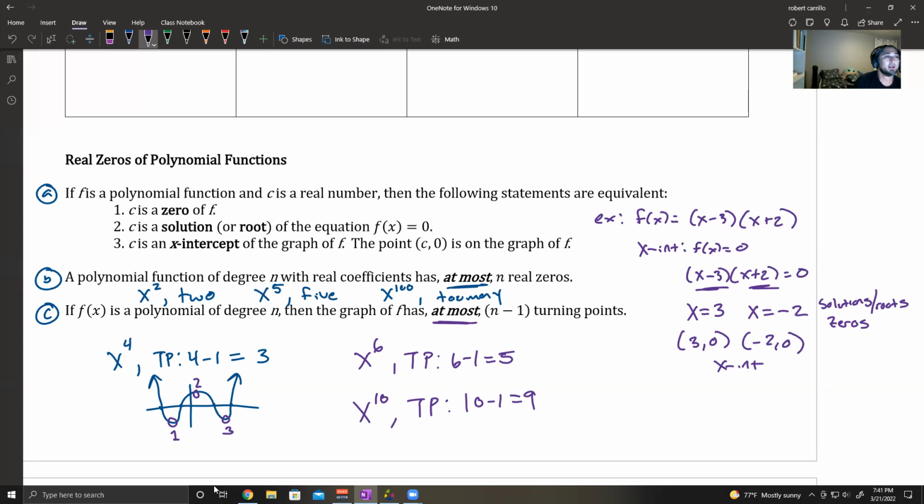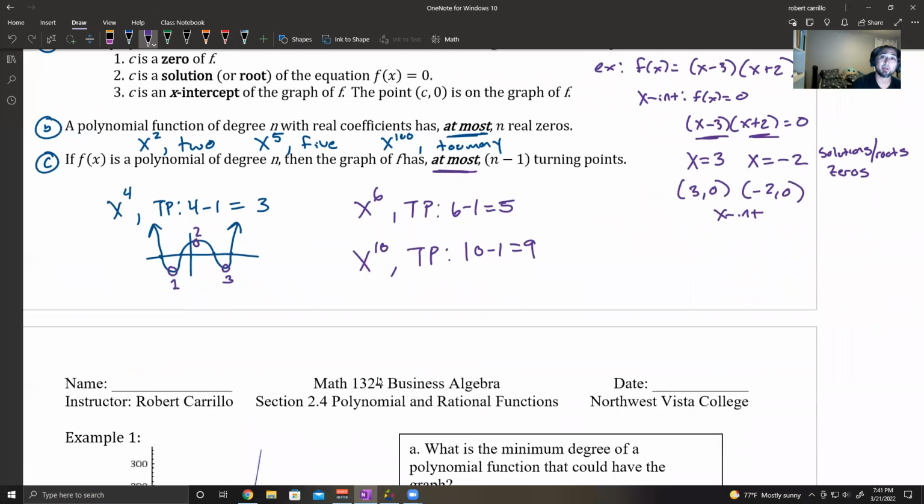Okay. All right. So again, that covers stuff we know. The x-intercepts, the solutions, the zeros, they all mean the exact same thing. The only thing new we're adding is that a function's highest power can tell you how many zeros you're going to have and how many turning points you're going to have. Okay. Everybody good to move on? Yes.